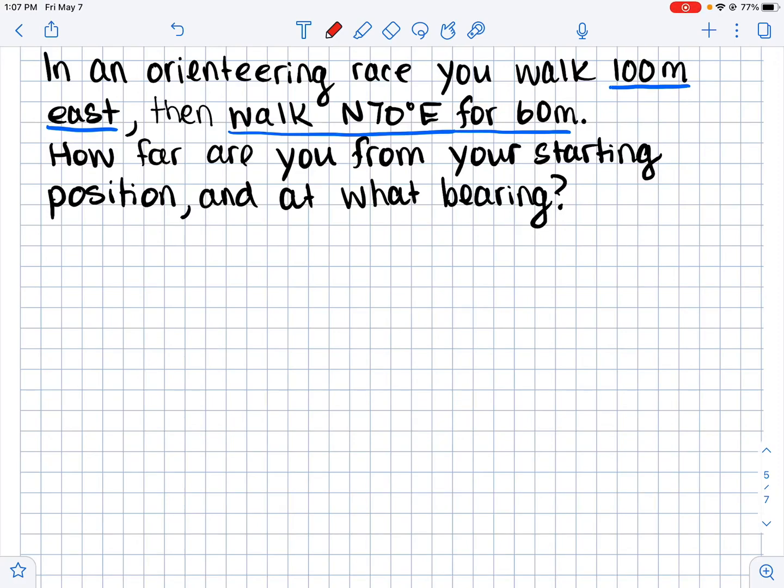Okay, we're talking applications of geometric vectors. Applications of geometric vector addition. All right, so we're going to do this question. It's like a displacement question.